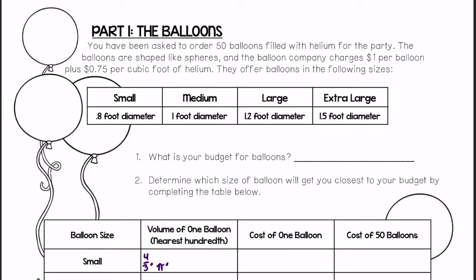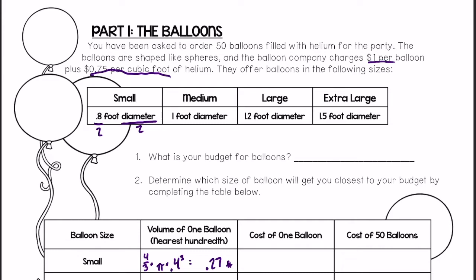So here we have the small balloon, and it has a diameter, so we know we need to divide the diameter by 2. So 0.8 divided by 2 is going to be 0.4. And remember, we need to cube it. So when I put this into my calculator, I'm going to get roughly 0.27. So this gives me the volume here. This is per cubic foot. And the cost of the balloon is right here. So it's going to be one balloon, or $1 per balloon, plus 75 cents per cubic foot.